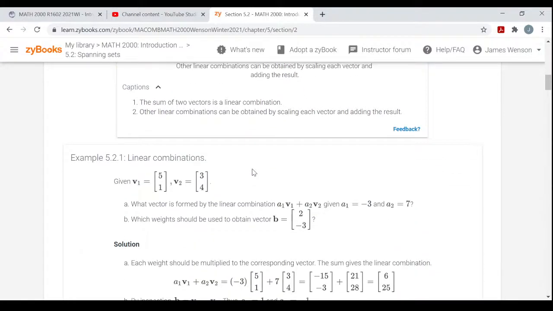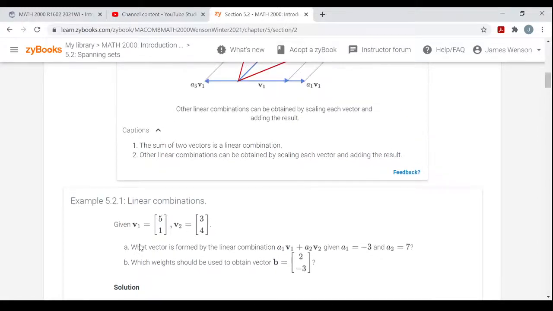Alright, so their example here. Suppose we're given v1 is the vector 5, 1. So this is a vector from R2, two-dimensional space. And v2 is the vector with components 3 and 4. So the first question is, I'll do this on some paper. What vector is formed by the linear combination a1 v1 plus a2 v2, the sum of scalar multiples of these vectors, given that a1 is negative 3 and a2 is 7.